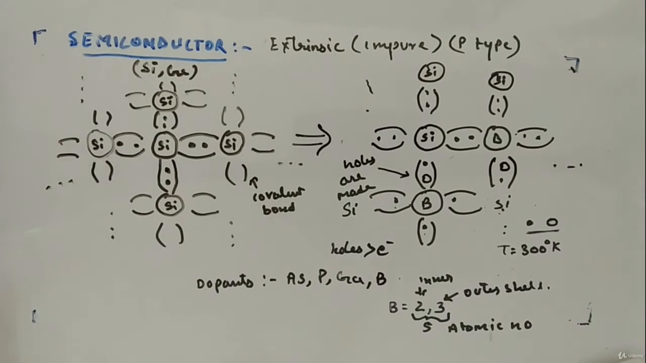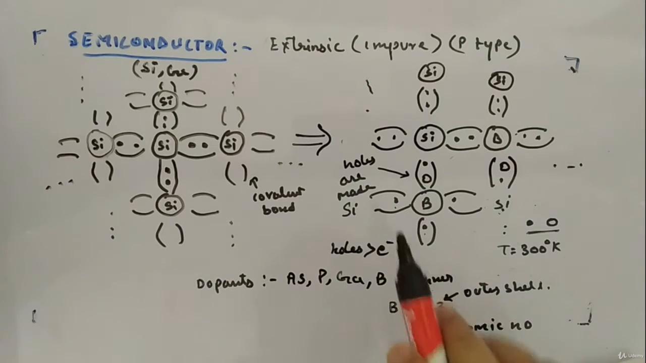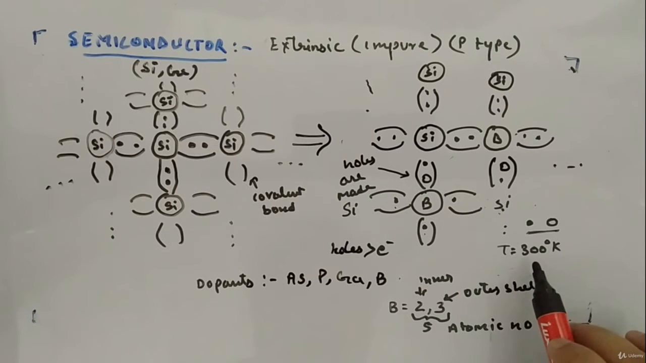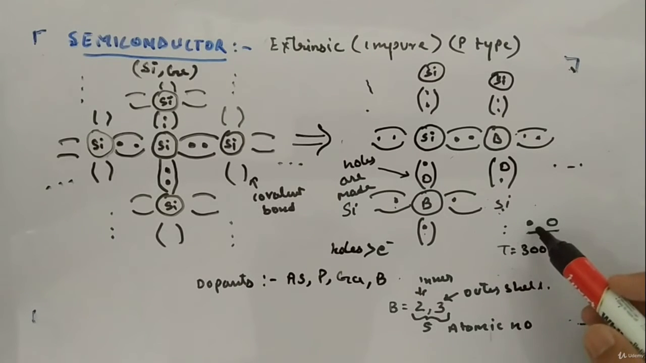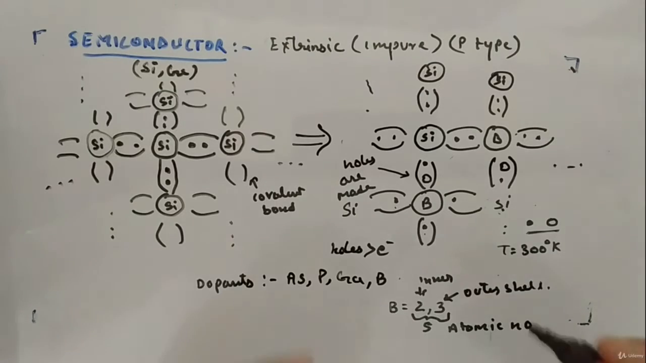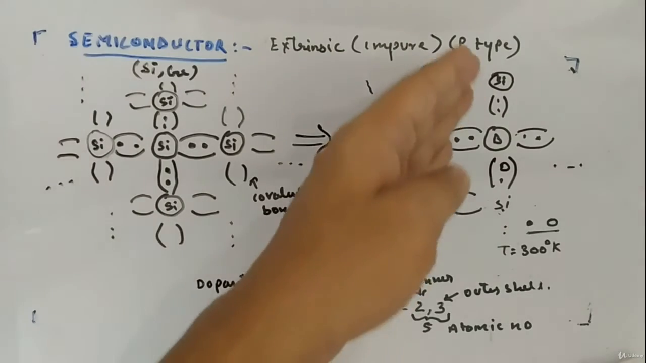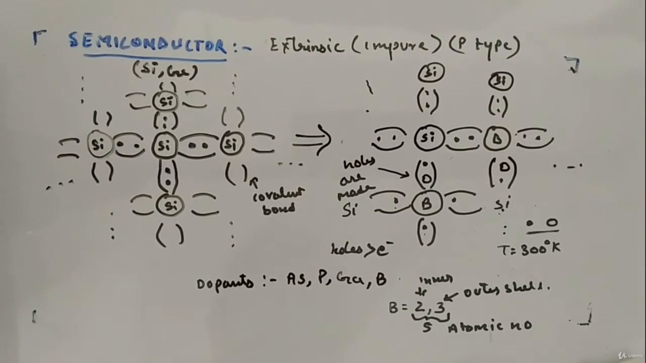Okay, I hope it is making sense. We added impurity so that holes were generated, and we are also giving it heat so that it will generate an equal number of holes and electrons. So in total we will have more holes than electrons. That will make it a p-type semiconductor where holes are greater than electrons, or p is greater than n. And there will not be any intrinsic concentration. So p will be greater than n, holes greater than electrons.